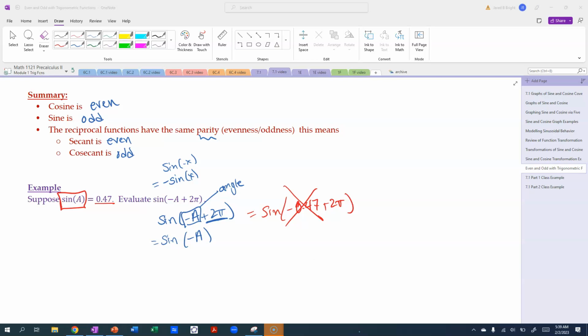And now I see that negative on the angle or the arc length inside. I'll write arc length there as well. And so that negative can come out front, negative sine of A, and oh, now I see that chunk appearing, right? I have sine of A all alone in there. So then I can say this is just negative 0.47, okay? So making use of that even and odd property can come in algebraically as well as graphically. So be on the lookout for that and be aware of your negative signs.